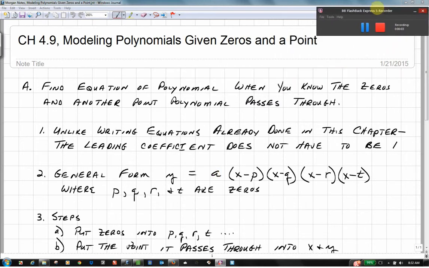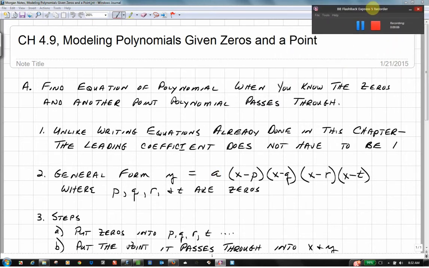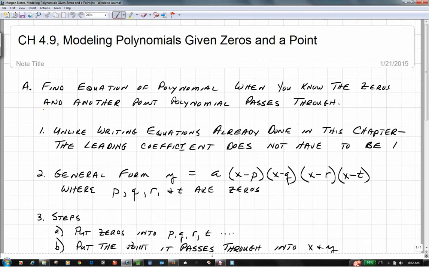Okay, what we're going to do is model polynomials. That means given some information about a polynomial, we're going to write the starting equation. We've already done that once for polynomials with a leading coefficient of 1. If you remember, they would give us a zero of 2, then a zero of 1, and then a zero of 1 minus the square root of 2, and we would have to know there was a conjugate, 1 plus the square root of 2, and then we would put those in factored form and multiply them together.